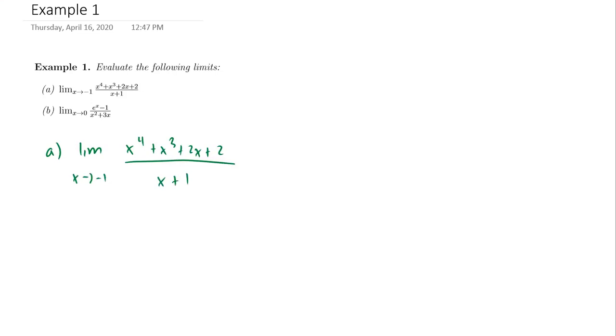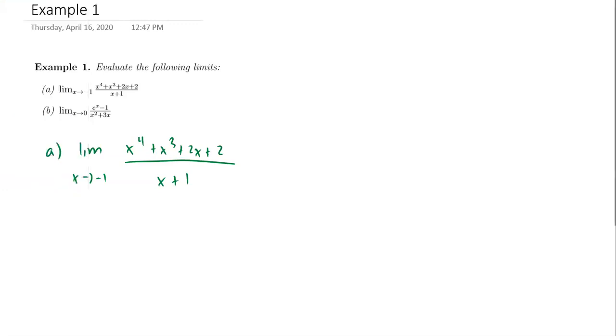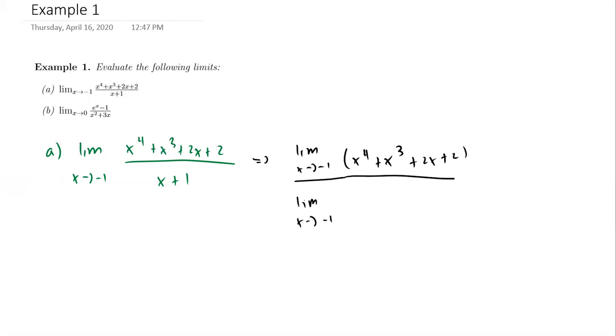So notice here we can't plug in -1 because if we do that, we're dividing by 0 on the bottom. But if you take the limit of the top and the bottom, so if I write instead the limit as x approaches -1 of the top, this is x to the fourth plus x cubed plus 2x plus 2. On the bottom, we just have x plus 1.